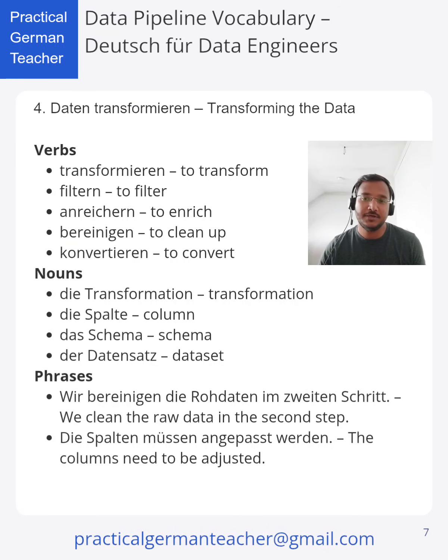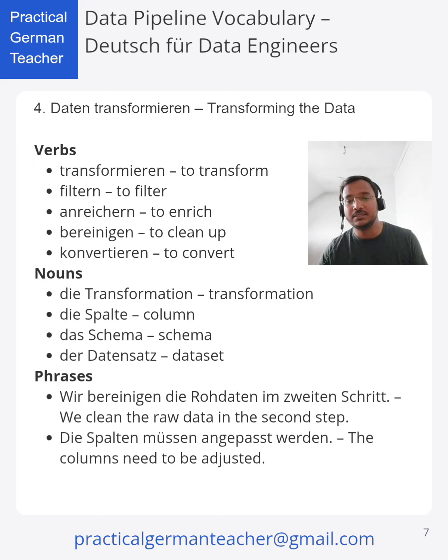Now, this is where the magic happens, right? You clean the data, you shape it, you maybe enrich it. Verbs that are handy are transformieren, transform, filtern, to filter, anreichen, meaning to enrich, to add more columns, or to transform the values that are there in the columns. Then another verb that you may need is bereinigen, meaning to clean. Konvertieren, obviously, it means to convert.